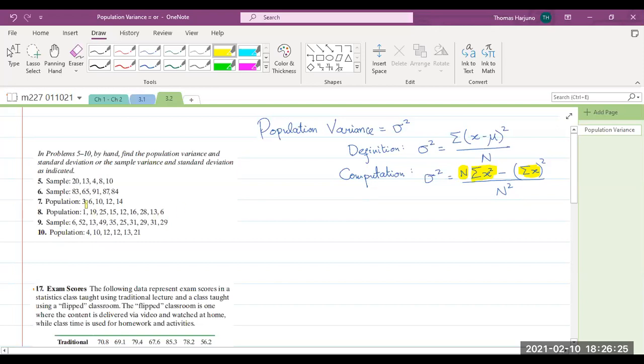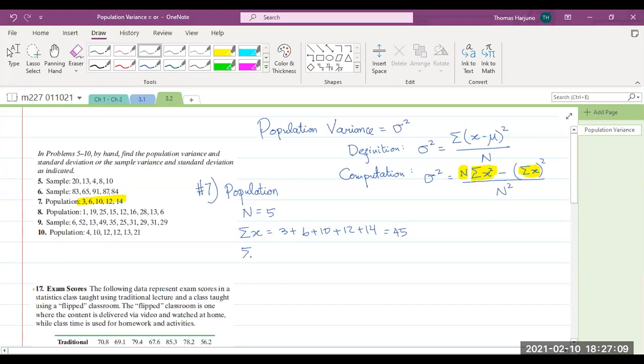Let's say I do number 7. That's a population. Now, when I need to compute the variance, I need to first know capital N. How many data are there? That's 5. And then how about the sum of X? You add those numbers, 3 plus 6 plus 10 plus 12 plus 14. 45. Is it right? 36 plus 9, 45.